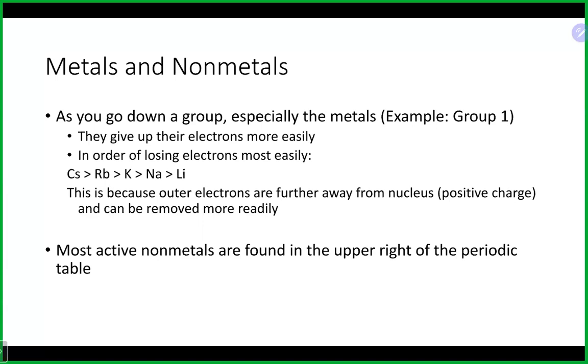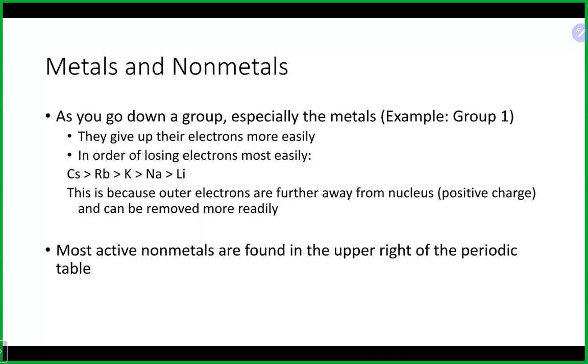And there's a few reasons why that is. When we go to cesium, those outer electrons are further away from the nucleus. And because they're further away from that positively charged nucleus, they're not being held as tightly. So it doesn't take a lot of convincing for it to let go of its electrons.